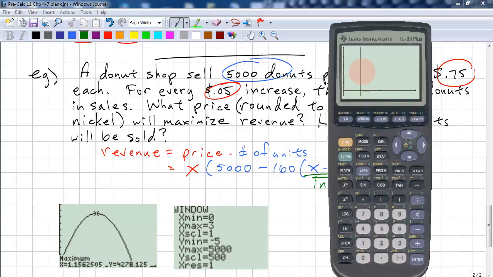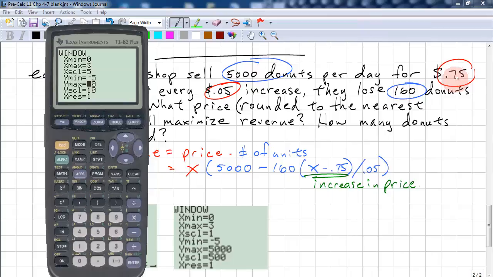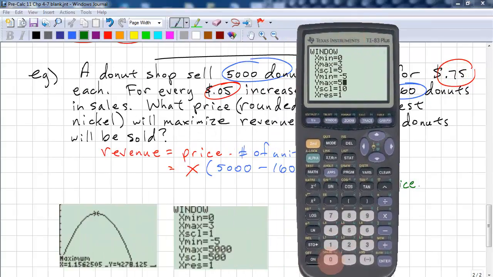Okay, so our window doesn't work for this. We need to increase things. We have to look at what a reasonable price for a donut's going to be, and it's certainly not going to be $10. So let's make it a $3 maximum for the donut as a guess. And the donut sales should be over 5,000 because we have 5,000 times 75 cents. So we'll start off with 5,000. And our Y scale is going to be 1,000. And graph.